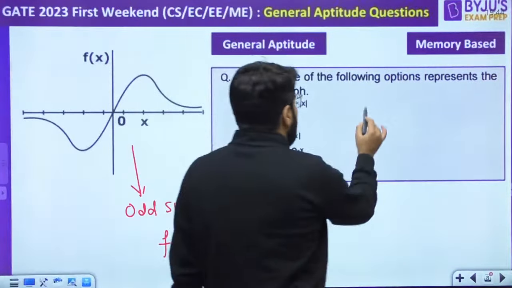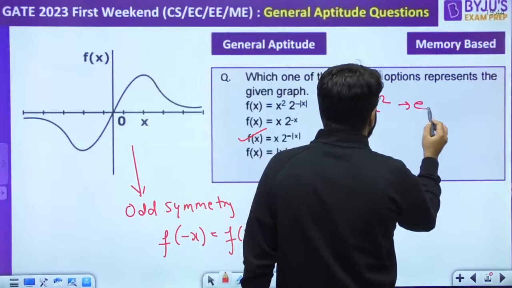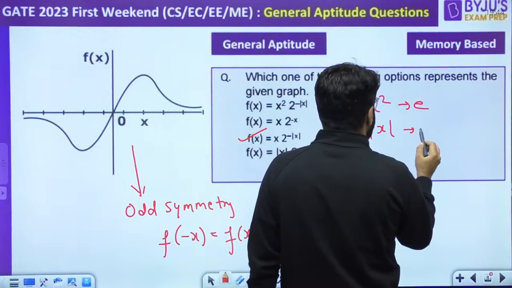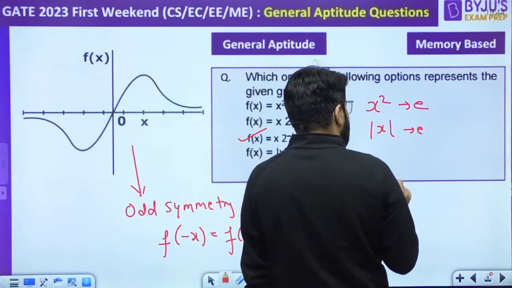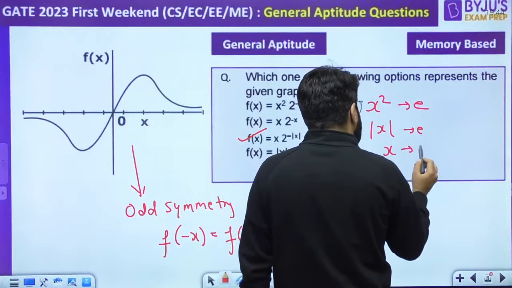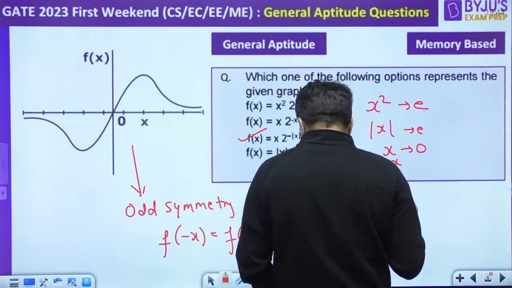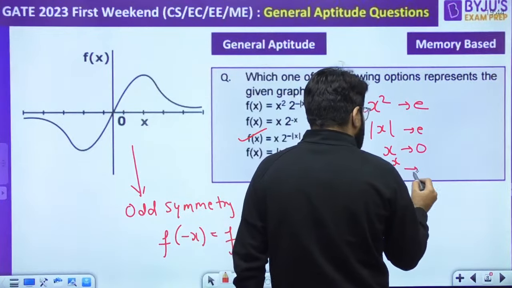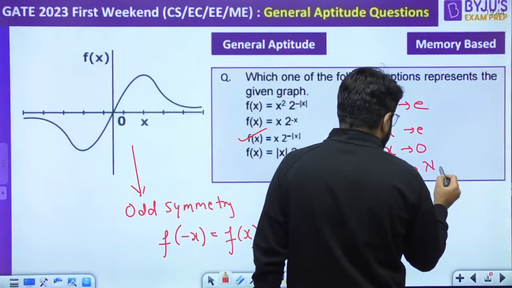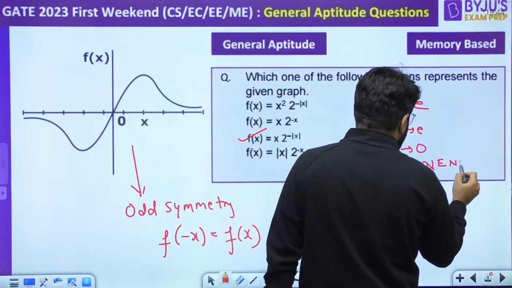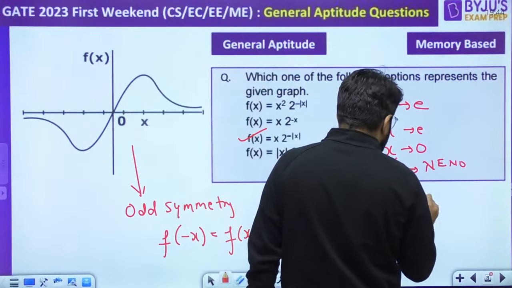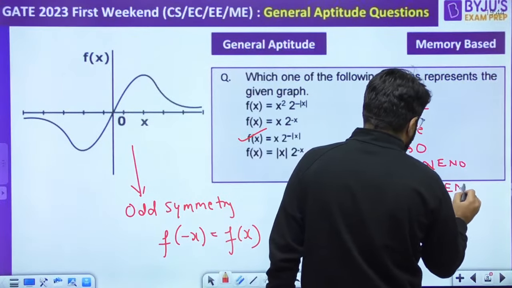Dhyan rakhna. Okay, x square, parabolic curve, this is an even function. Modulus of x is also an even function. If I talk about only x, that is the odd function, right? If I talk about 2 power x or 2 power minus x, that has no symmetry, neither even nor odd, right?